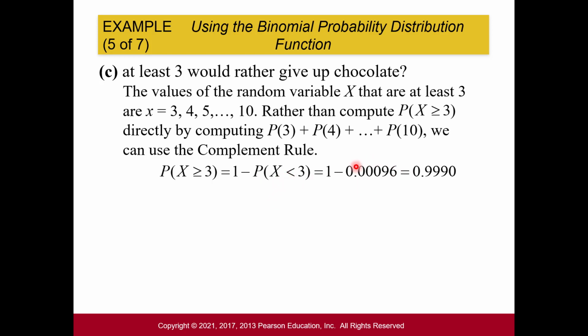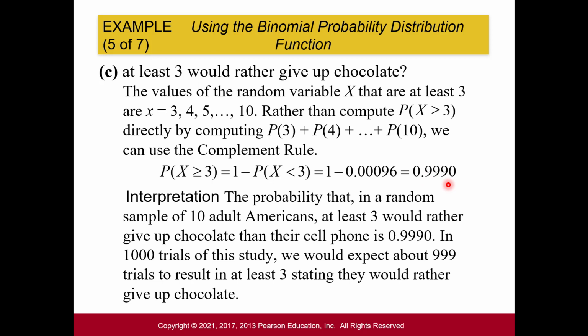And so we already did all that work to get the probability that x was less than 3. So the fastest way to get the probability that x is greater than or equal to 3 is just to do 1 minus that answer. So that would be 0.9990, or about 99.9%. So the probability that in a random sample of 10 adult Americans, at least 3 would rather give up chocolate than their cell phone is about 99%. So in 1,000 trials, we would expect 999 of them to result in at least 3 stating they would rather give up chocolate.